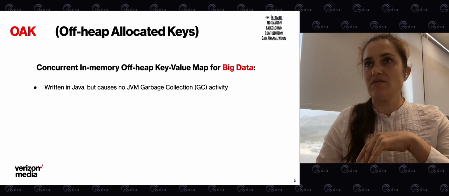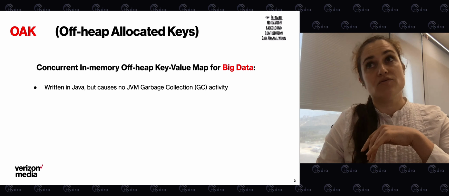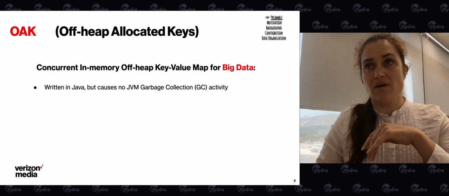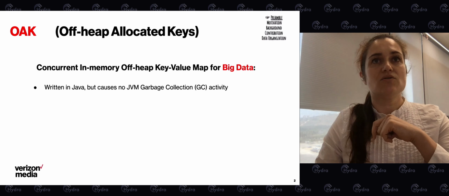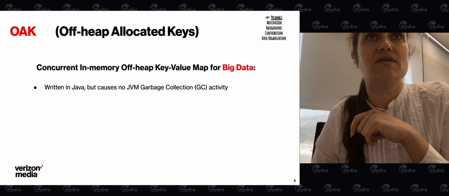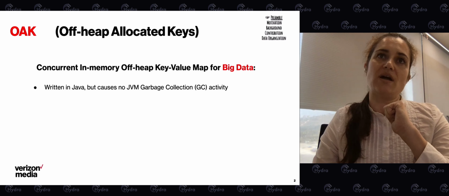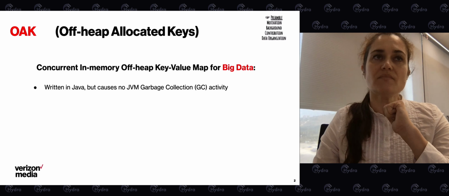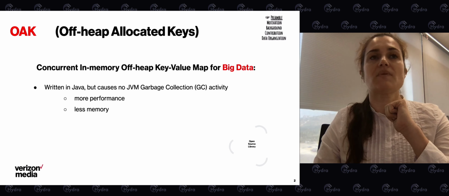Currently, we have machines that support such RAM. It's written in Java, and maybe if you try to use 100 gigabytes and more with any Java collection, it's going to be hard. But Oak actually doesn't cause any garbage collection activity of the JVM, the Java Virtual Machine. So it has better performance, and it uses much less memory.